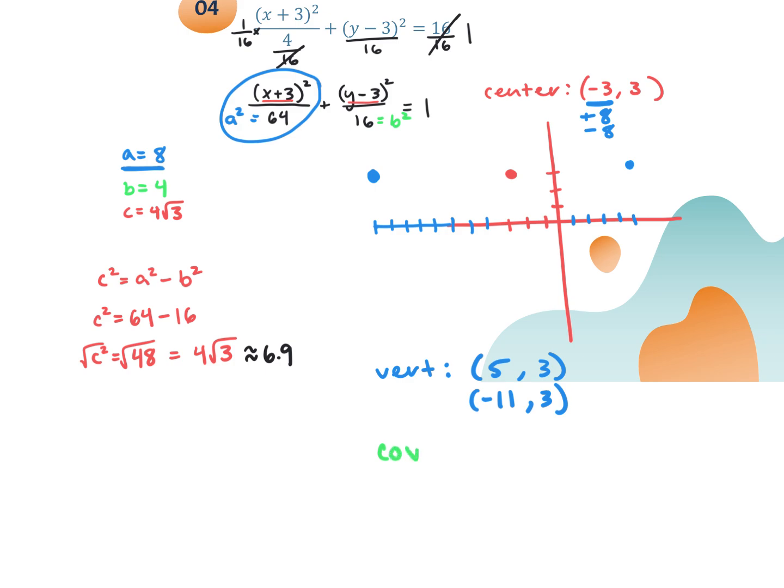To find our co-vertices, since B comes from under the Y value, we're going to change our Y-axis 4. We're going to go up and down 4 along the Y-axis. So 1, 2, 3, 4. Put our co-vertice there, and then we go down 4 to put our other co-vertice there. So our Y value is changing. So I'm going to add and subtract 4 to the Y value. The X value stays the same. So negative 3, when we add 4, we get 7. And then negative 3, the X value stays the same. When we subtract 4, we get negative 1.